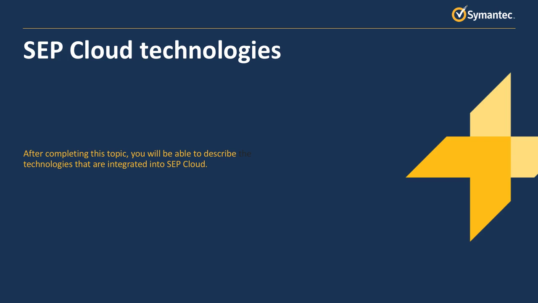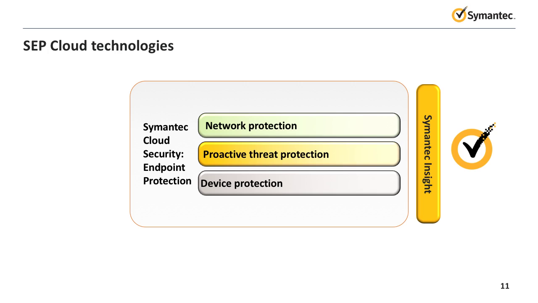This is the SEP Cloud Technologies topic. After completing this topic, you will be able to describe the technologies that are integrated into SEP Cloud. The individual technologies included in SEP Cloud are network protection, proactive threat protection, and device protection. Combined, these technologies provide a defense in-depth solution that ensures protection beyond traditional antivirus technology. In addition, these technologies are vastly improved by the reputation-based information provided by Symantec Insight.